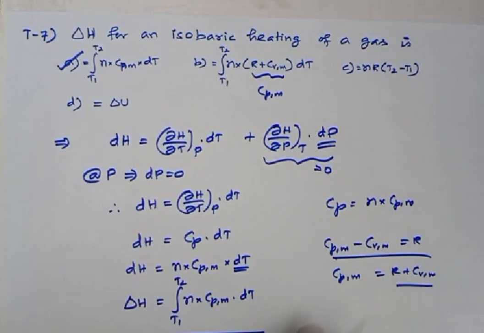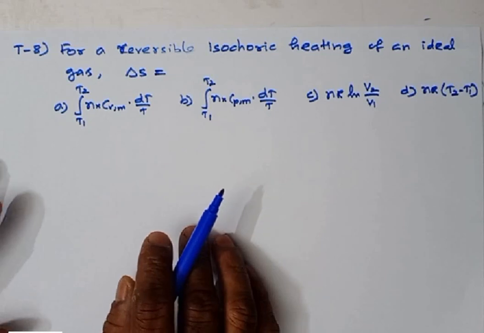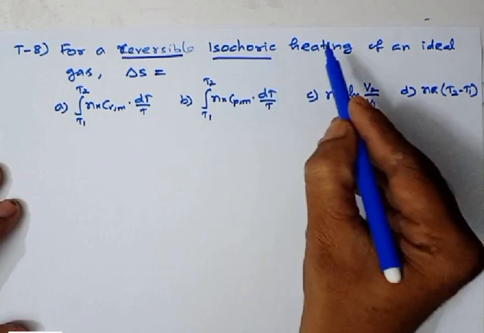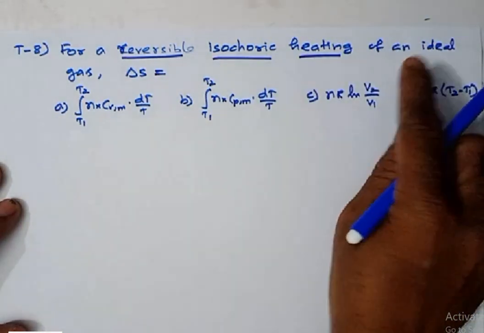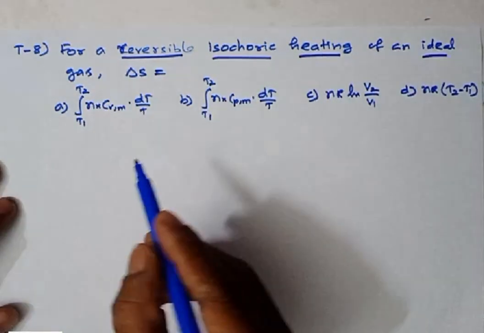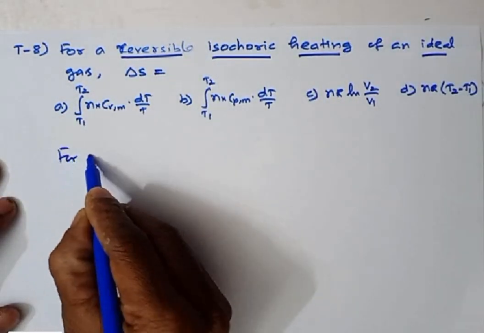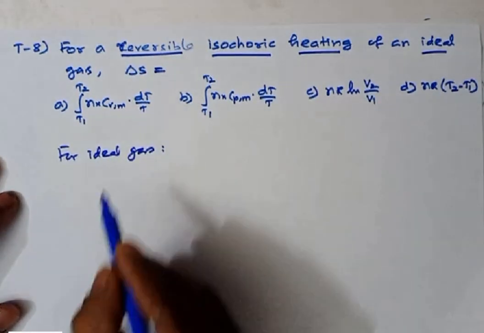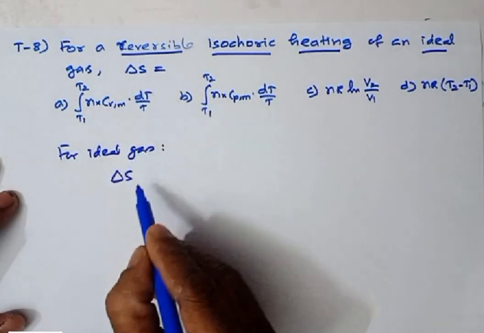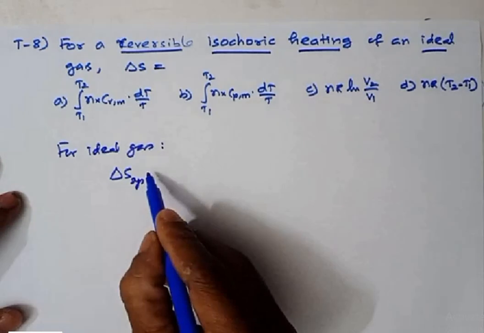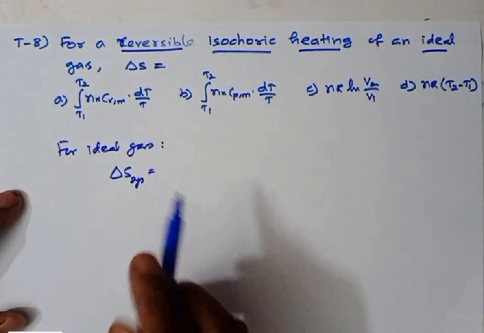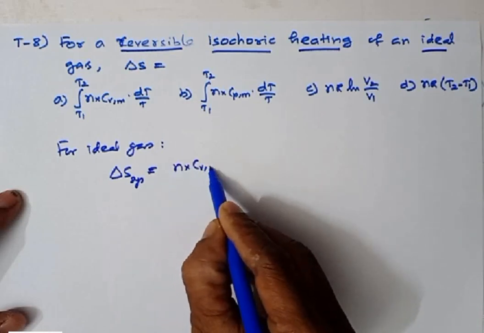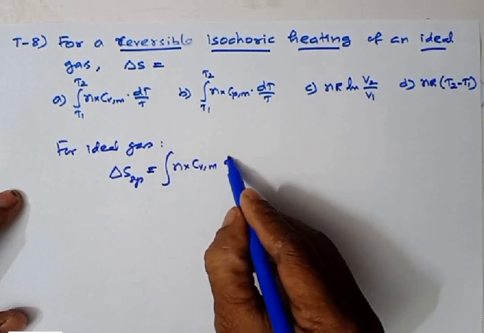Right. First go through the question. For a reversible isochoric, reversible is given. Isochoric means volume constant. Heating is given. Heating means temperature increases. And it is given that ideal gas. You know very well, for ideal gas, to find entropy change of the system, this is actually system entropy. Entropy change of the system, there are two formulas available. Number one, N into Cvm integral, N into Cvm into dT by T.